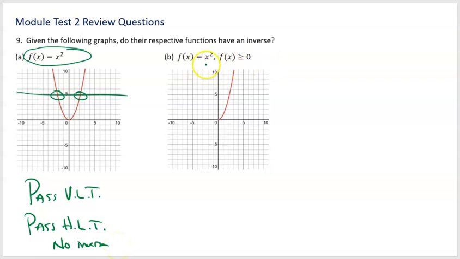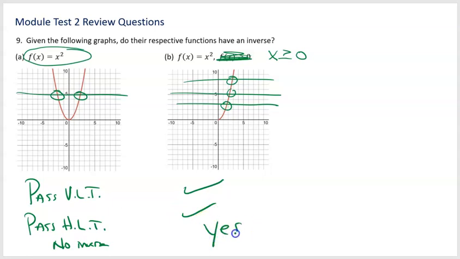But now look at the next one. F of x equals x squared. But if we only look at x values, that shouldn't say f of x greater than or equal to 0. I'm going to fix that. That should say x greater than or equal to 0, which gives us only the right side of the graph. And notice that passes the vertical line test. It passes the horizontal line test. Any horizontal line only intersects the graph once or less, and so passes both of them. So yes, the second one, f of x equals x squared, where x is greater than or equal to 0, does have an inverse.